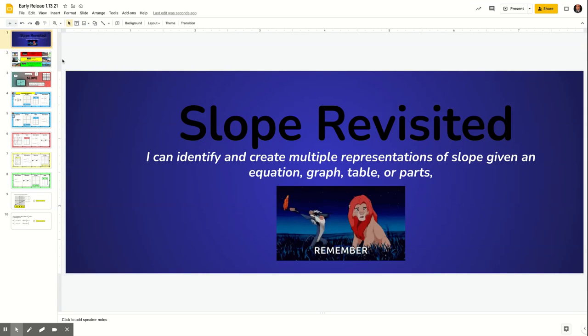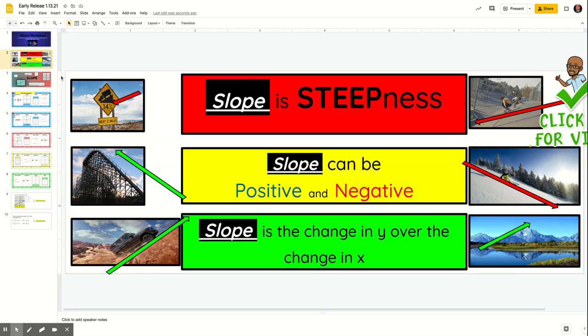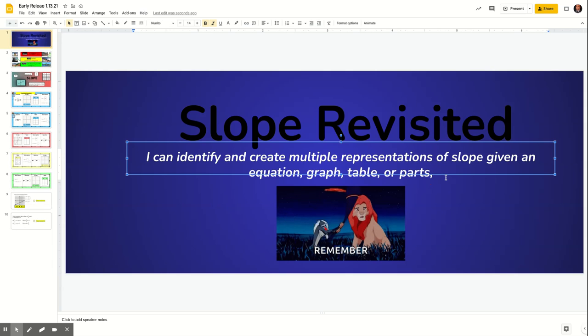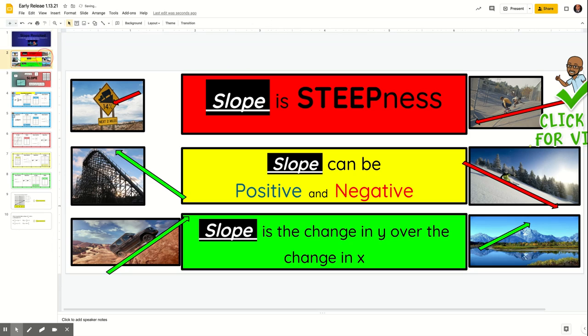So, this video, real quick, is just to go over some of the slope concepts, okay? Because today we're going to revisit them. So, our I can statement is I can identify and create multiple representations of slope given an equation, graph, table, or parts. And at the end, that should be a period. So, we're just going to go over slides 2 and 3 real quick.